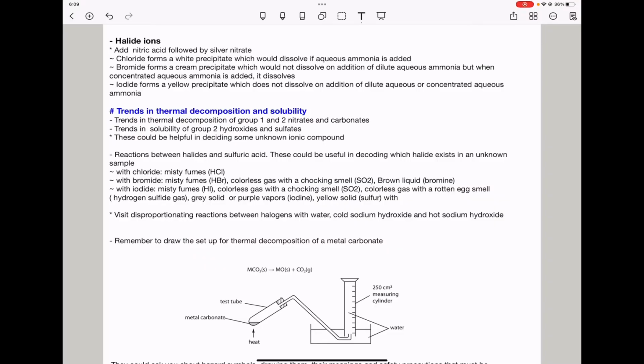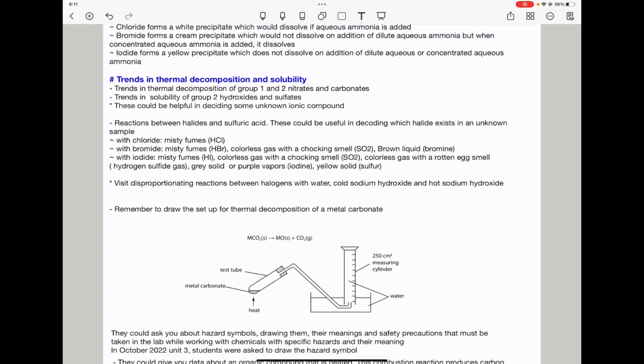When sulfuric acid reacts with iodide, we will observe misty fumes, which is HI, a colorless gas with a choking smell, which is sulfur dioxide, a colorless gas with a rotten egg smell, which is hydrogen sulfide, a gray solid or purple vapors, which is iodine, and a yellow solid, which is sulfur. I recommend that you visit disproportionation reactions between halogens with water, cold sodium hydroxide, as well as hot sodium hydroxide. They could also use cold potassium hydroxide or hot potassium hydroxide.